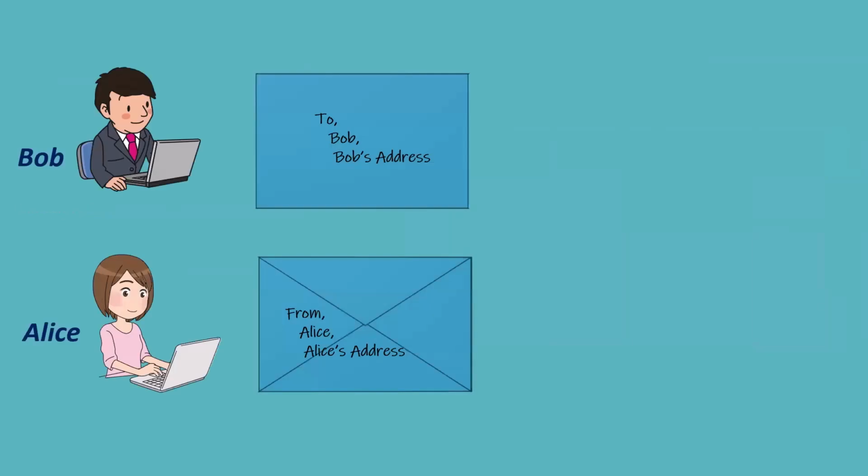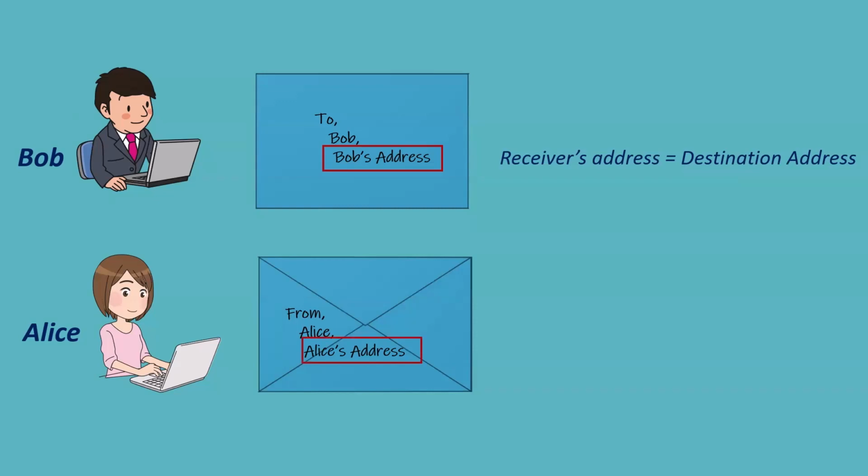Now, what we extract from here is the concept of source and destination address. Here, Bob is the receiver because it is being sent to Bob. The receiver's address is what in computer terminology we'll call the destination address, or in short form, DA. Likewise, Alice's address is the sender's address and it becomes the source address. So the key takeaway from here is the destination address and source address.